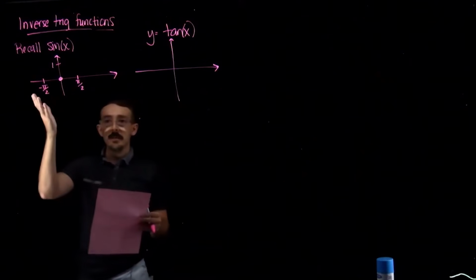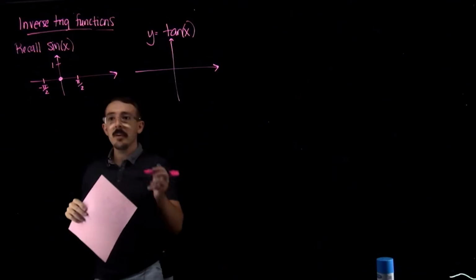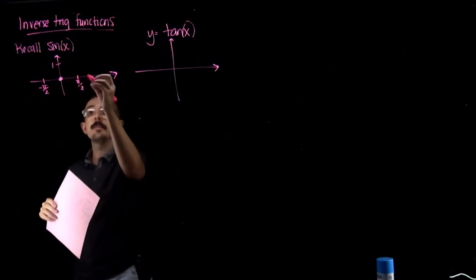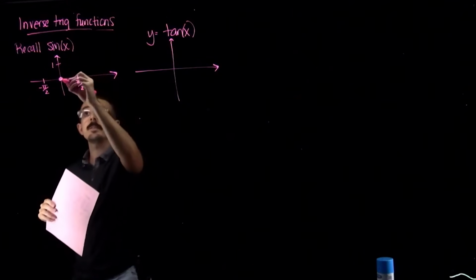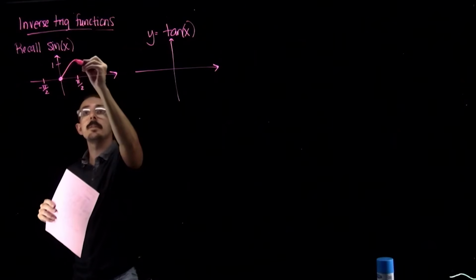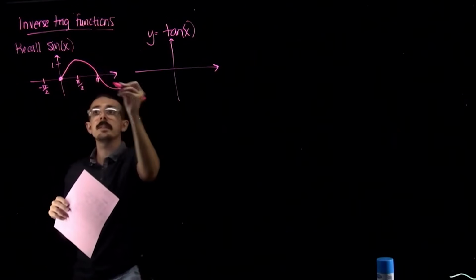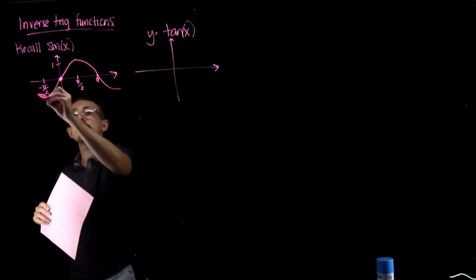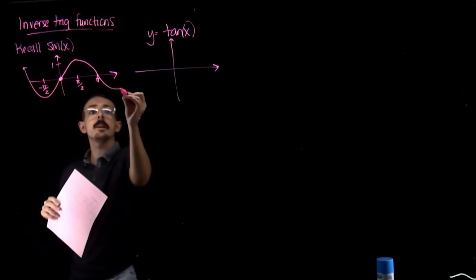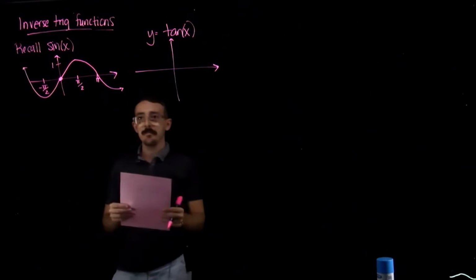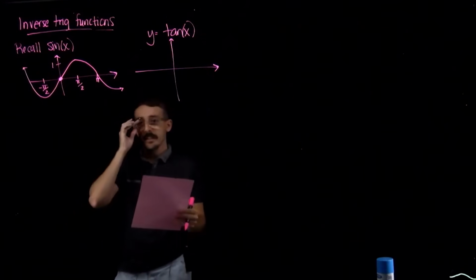So let's just review what sine of x looks like. So sine of x starts at 0. At pi over 2, based on your unit circle studies, it goes up to 1. Then at pi, it goes back down to 0. It goes like this. Here it goes down to negative 1. It kind of goes on forever like that. So this is what sine of x looks like.